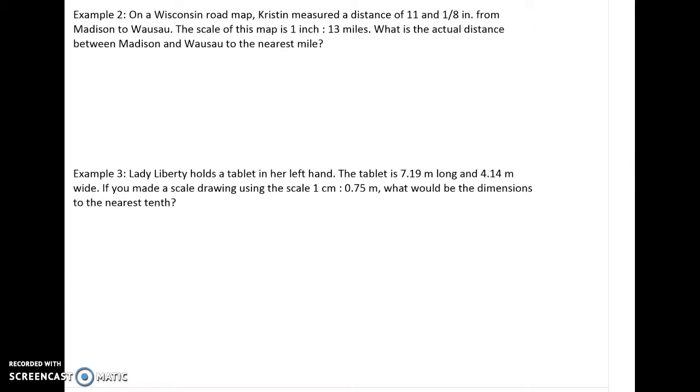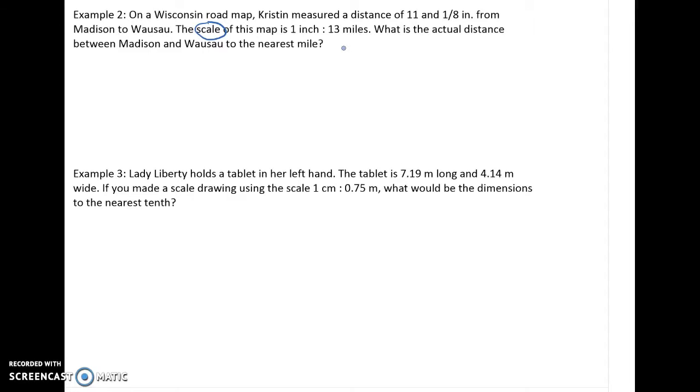And we're looking at a roadmap, right? And this keyword scale tells me we've got a model. So I'm not going to need to show similarity here because I know we're looking at scales. We're looking at something that's already been measured out. Okay, so what I want to look at is the ratio that's given, right? The scale 1 to 13. And then figure out the actual distance from Madison to LaSalle and to the nearest mile.